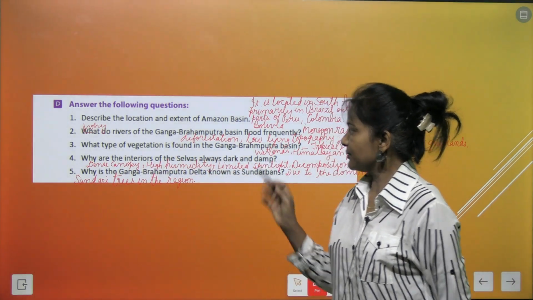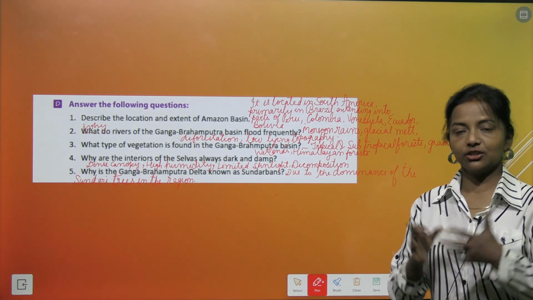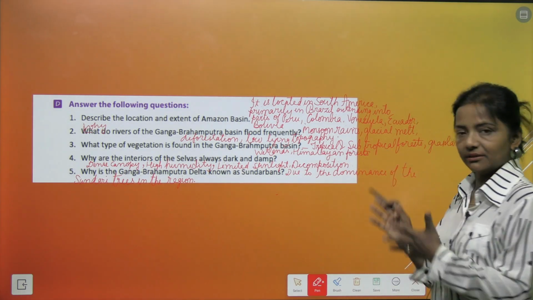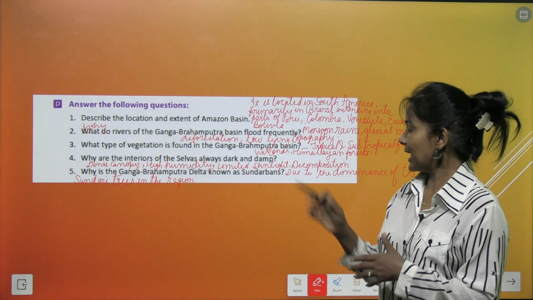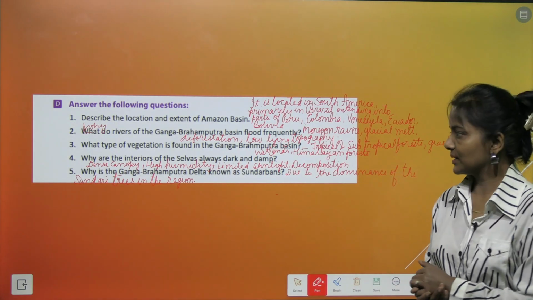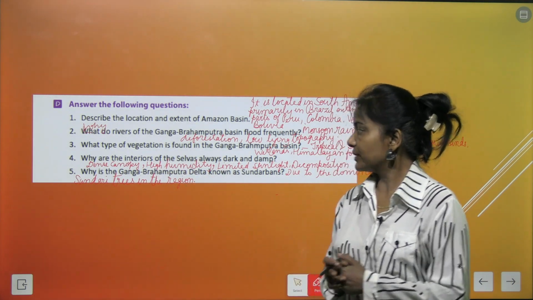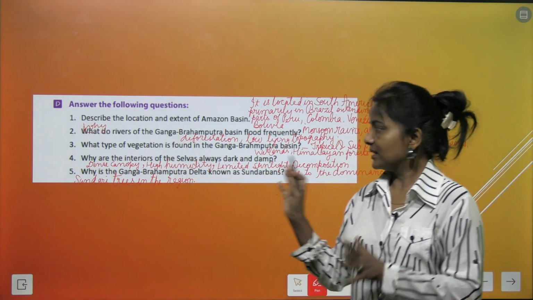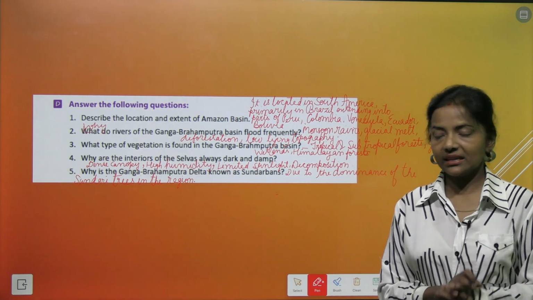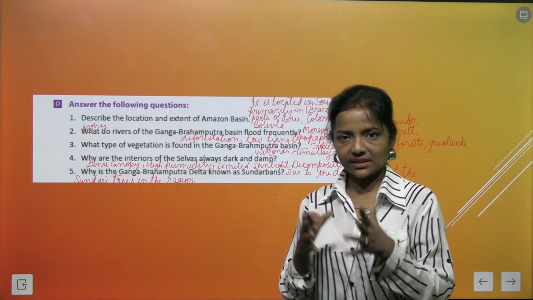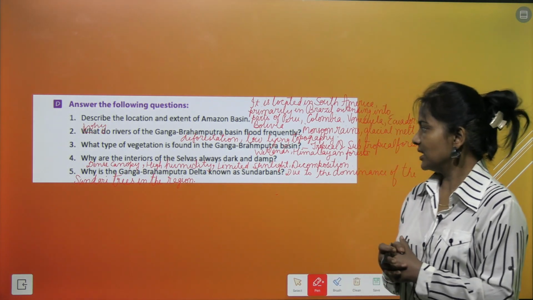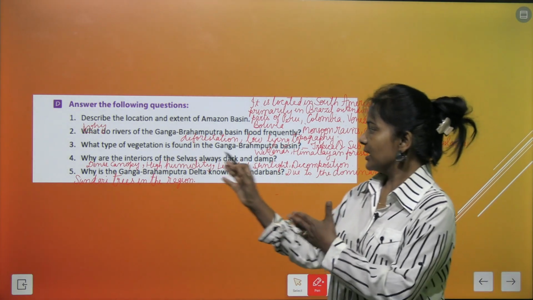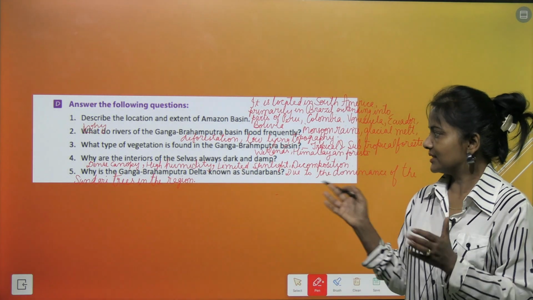What type of vegetation is found in the Ganga-Brahmaputra basin? There are different types of vegetation found in the Ganga-Brahmaputra basin. They are the tropical and subtropical forests, the grasslands, wetlands, and Himalayan forests. Why are the interiors of the selvas always dark and damp? The interiors of the selvas are always dark and damp due to the dense canopy and then the high humidity, limited sunlight, and decomposition. These are the factors due to which the selvas are always dark and damp.